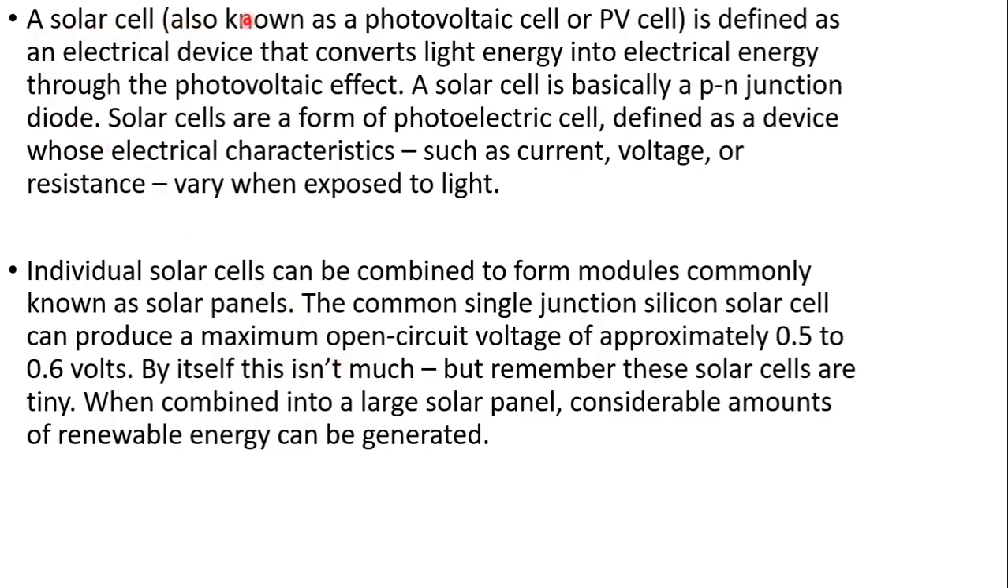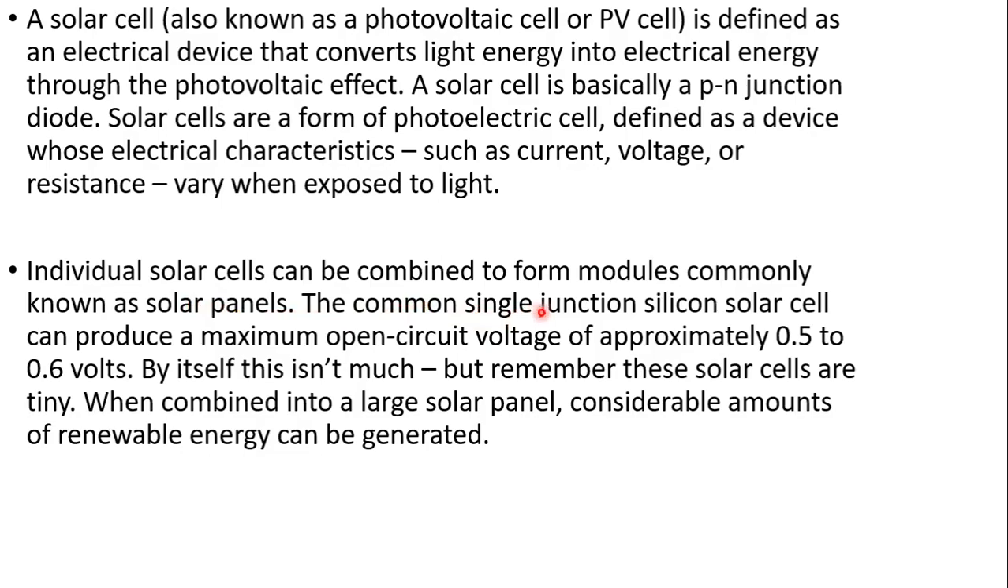A solar cell, also known as the photovoltaic cell or PV cell, is defined as an electrical device that converts light energy into electrical energy through the photovoltaic effect. A solar cell is basically a p-n junction diode. Solar cells are a form of photoelectric cell, defined as a device whose electrical characteristics such as current, voltage, or resistance vary when exposed to light.